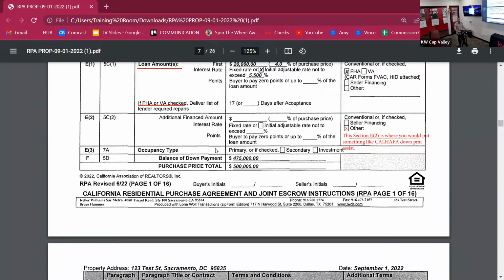Occupancy type. If it's going to be owner occupant, you don't need to do anything. If it's going to be a second home, we would check here. If it's going to be an investment property, check. That is a disclosable issue on your part because there are federal laws that have to do with lending and how people are treated when they're an investor versus an owner occupant. There are state laws that come into play.